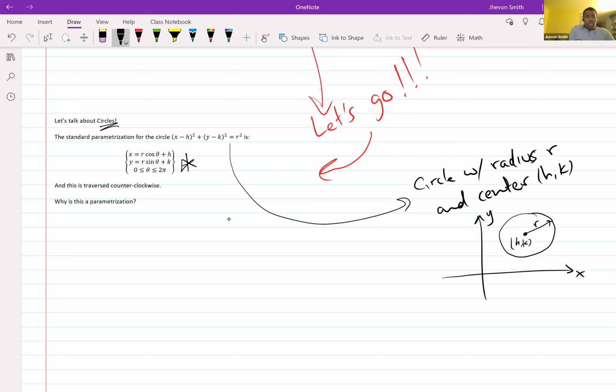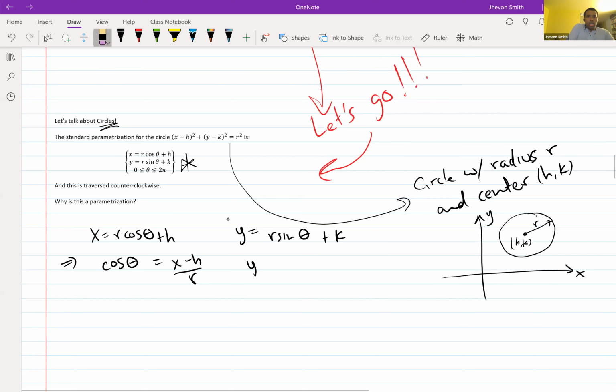Well, if your x is equal to r cosine theta plus h, and your y is equal to r sine theta plus k, what you could actually do is solve for the cosine here. That would be x minus h over r, and your sine would be y minus k over r.